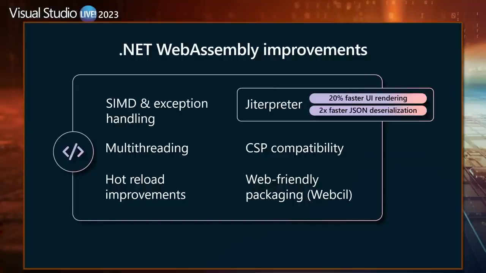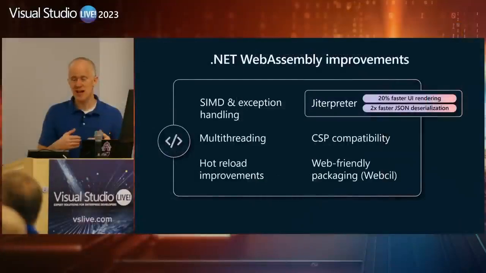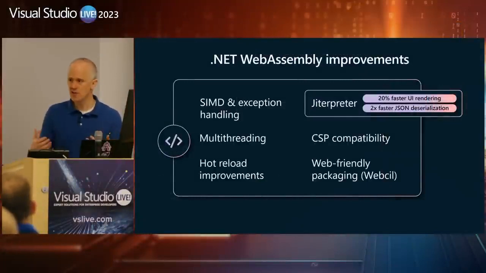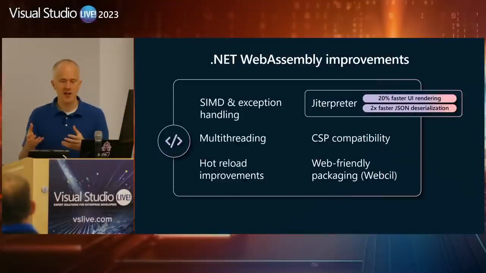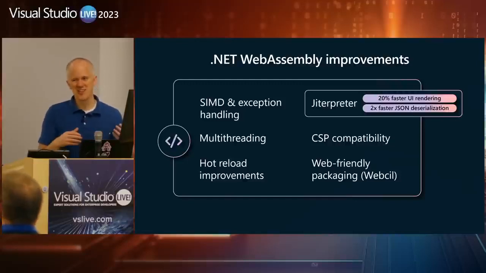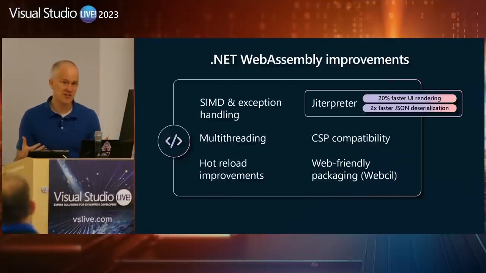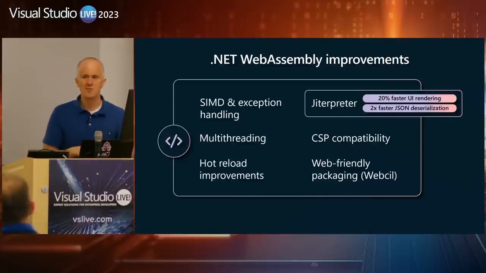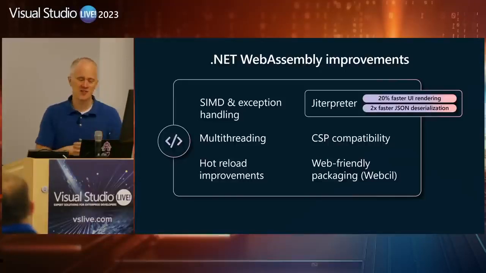A feature that I'm really excited about is Jitterpreter. Blazor WebAssembly apps today, by default, will run on an interpreter-based runtime. So it's taking your .NET IL code and interpreting it in order to execute it. There wasn't really a great way to do a full JIT on WebAssembly. So we're doing an interpreter-based approach instead, and that impacts runtime performance. It's not going to be as fast as a full JIT server-based runtime.